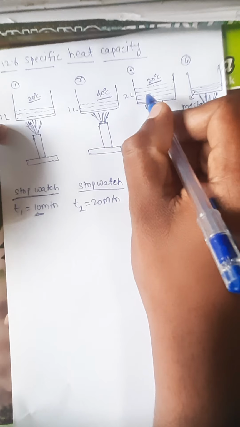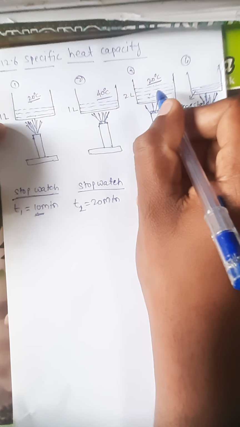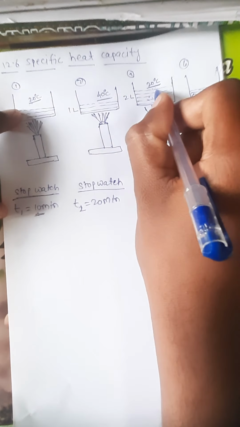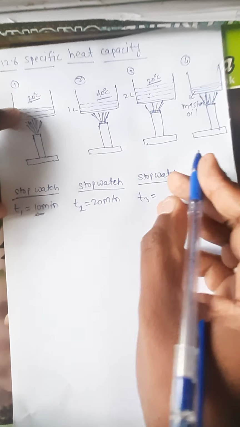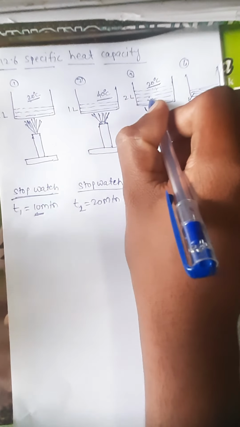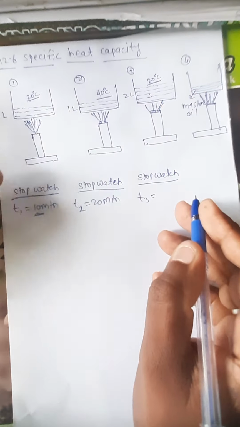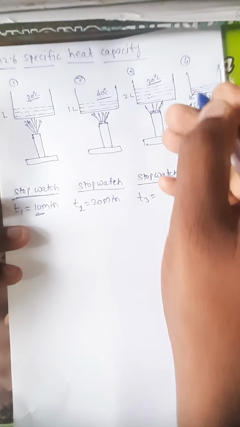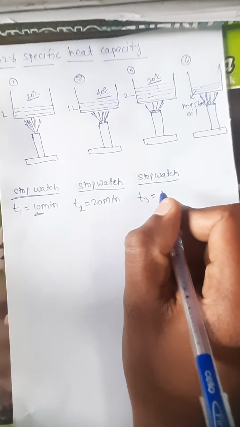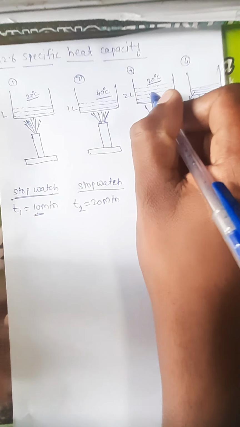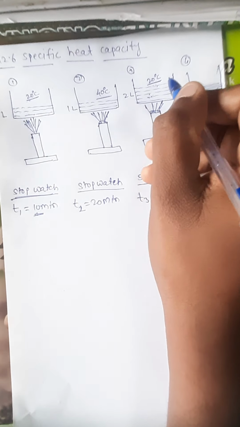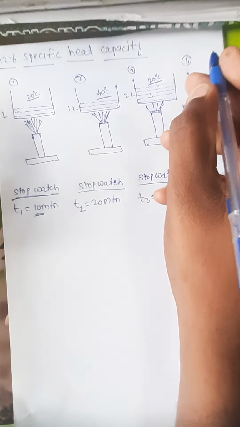Initially the amount is 1 liter and now the amount is 2 liters, and the change in temperature is the same. But when the amount increases, the time required to increase its temperature by 20 degrees Celsius also changes, even though the same temperature rise is achieved.